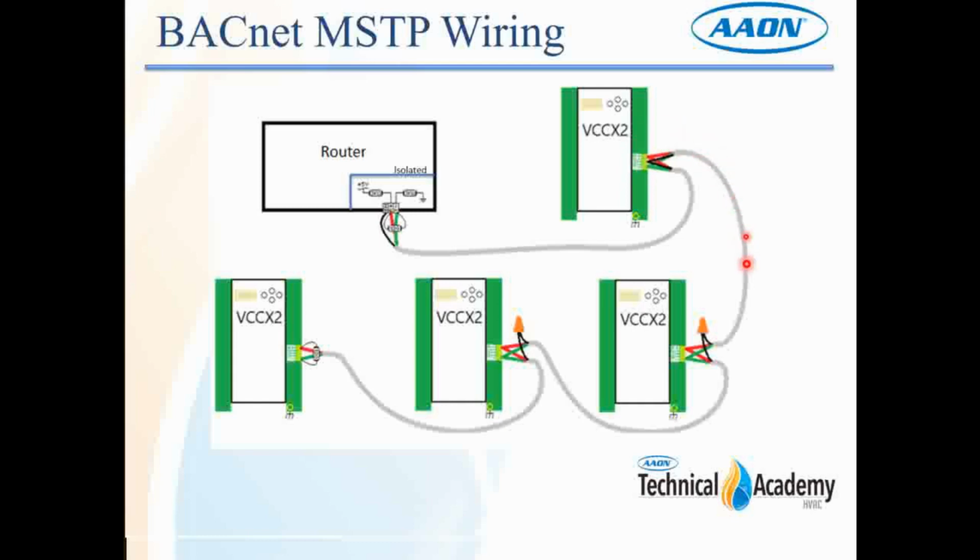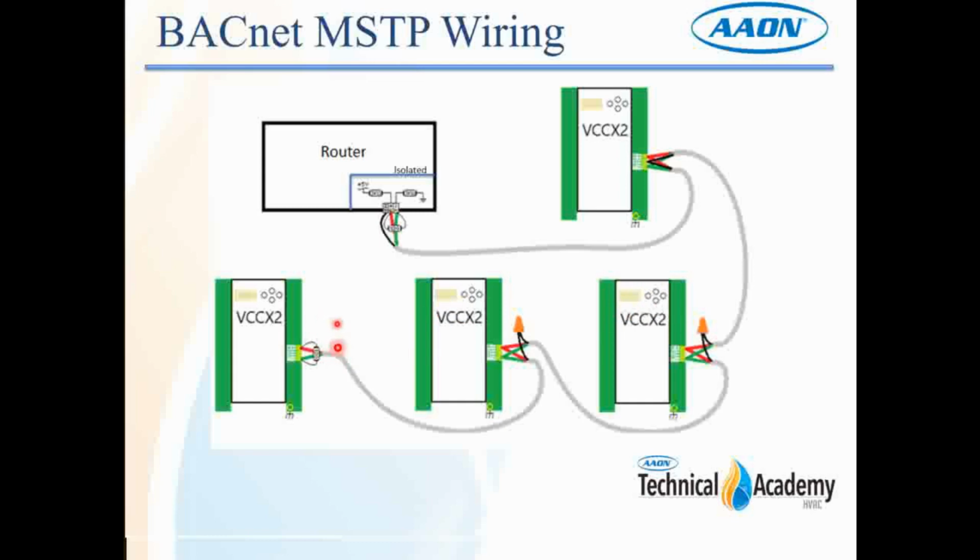Now those get daisy chained to the first controller. What's different here is you'll notice that the drain wire is just twisted together with a wire nut. Went to the next controller, it did the same thing. And at the end, we did not connect up the drain wire to that last controller.